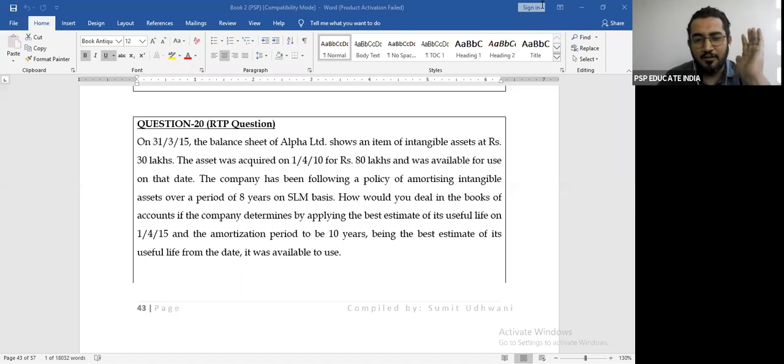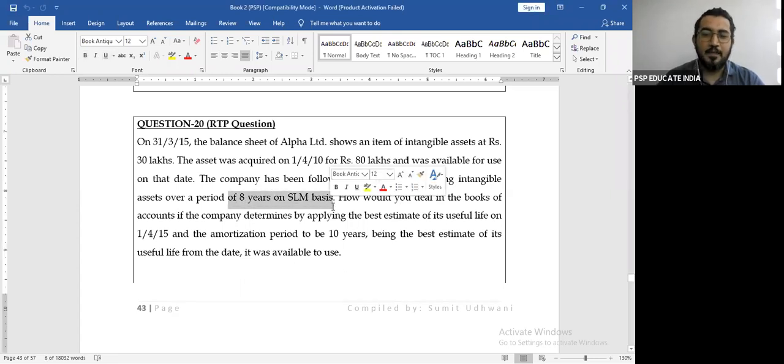If you need 5 years for 50 lakhs, you need how many years for 80 lakhs? 8 years. Okay, which means they are amortizing based on 8 years. Look, it is given ahead: the company has been following the policy of amortizing intangible assets over a period of 8 years. Even if they did not give this, we would understand. Understand the question carefully. How will you deal in the books of the accounts?